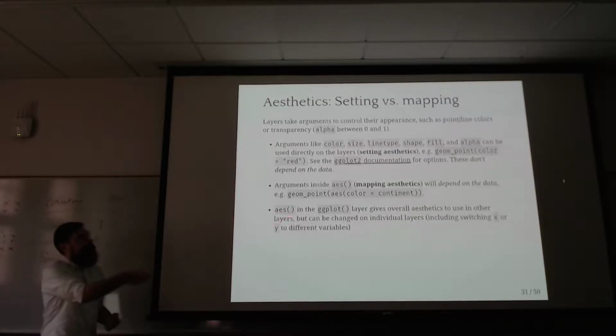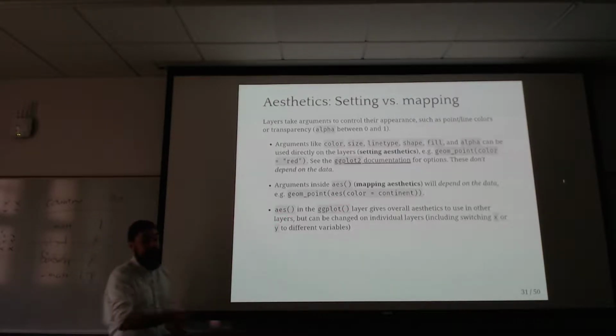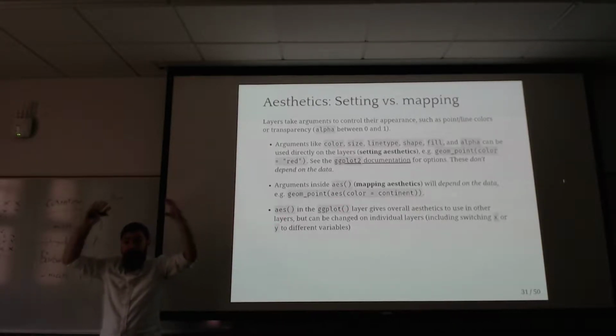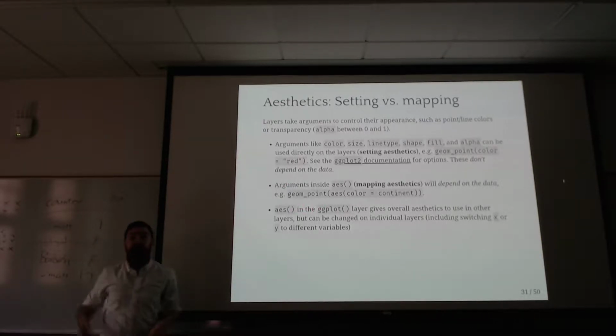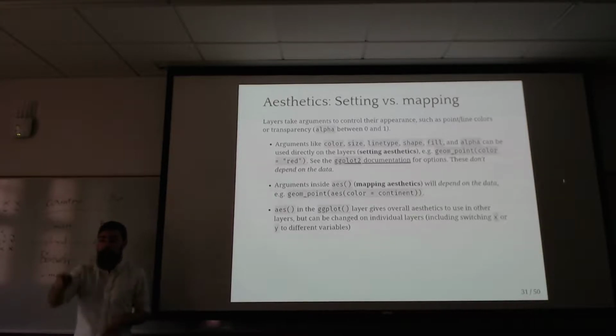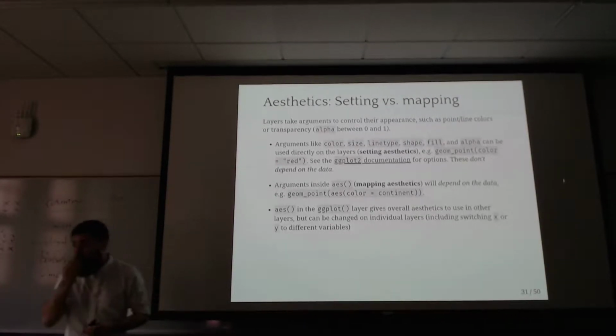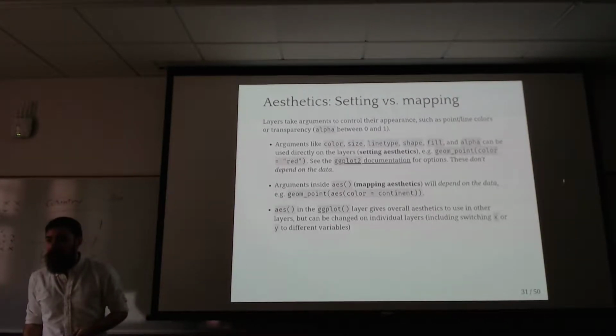So aes in the ggplot layer, the overall ggplot layer, the thing you initiate the plot with, will set all of the aesthetics you set in it for every subsequent layer unless you overwrite them. Yes? Then data outliers will be colored in different colors?